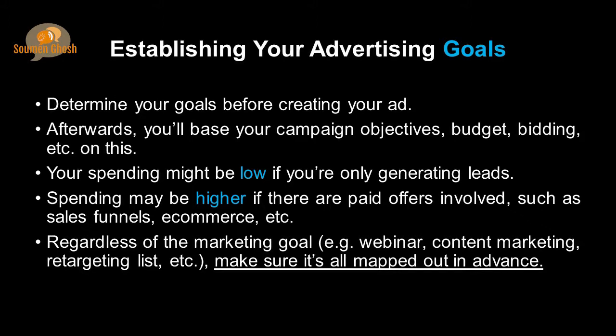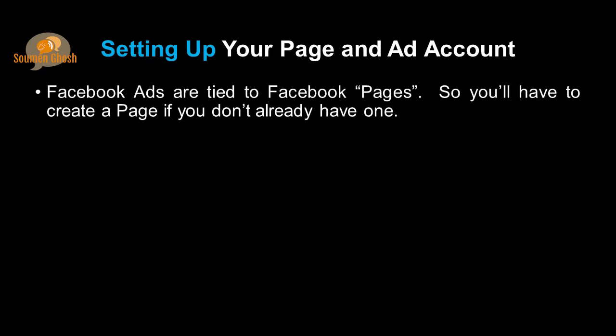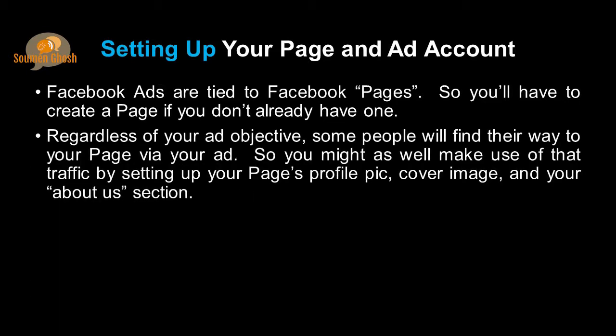Once you've established your goals, the next part is to set up your page and ad account. If you don't already have a fan page or a business page, you'll need to create one. This is because Facebook advertisements can only be attached to pages, not to individual profiles. So take a few moments and set up a page by clicking the Create Page link, which can be found at the very bottom of any Facebook page. Choose the category that applies to you, such as local business, brand, public figure, and so on. And get your bio and About Us text and profile and cover images squared away.